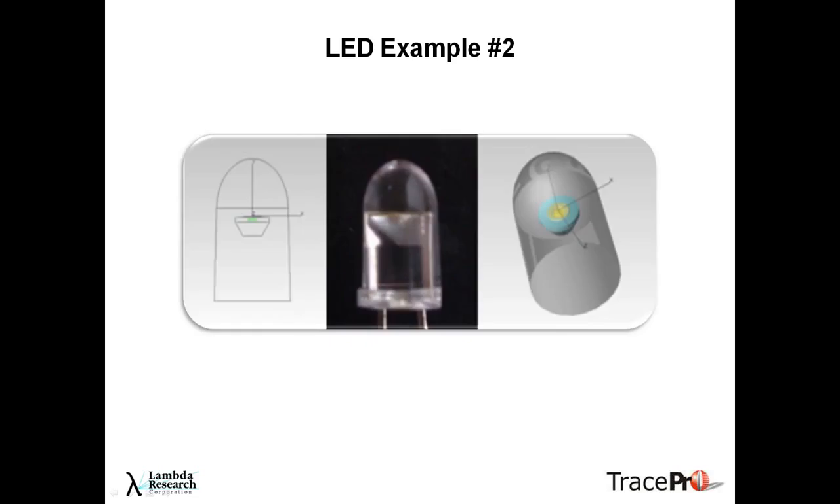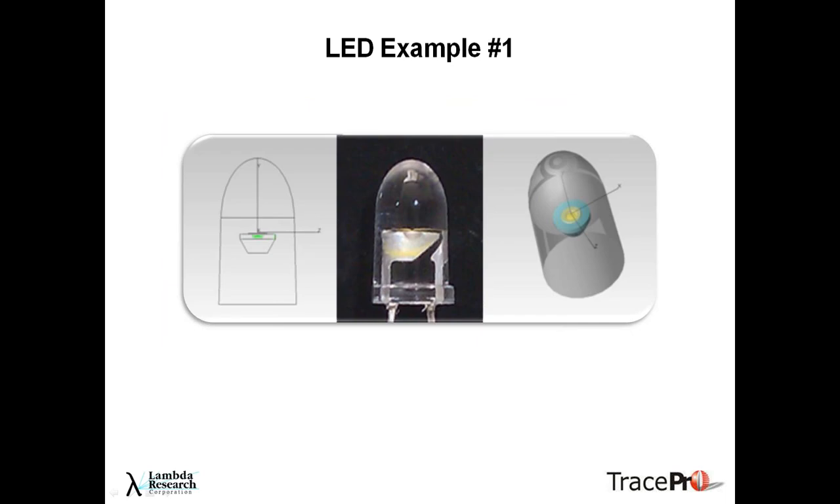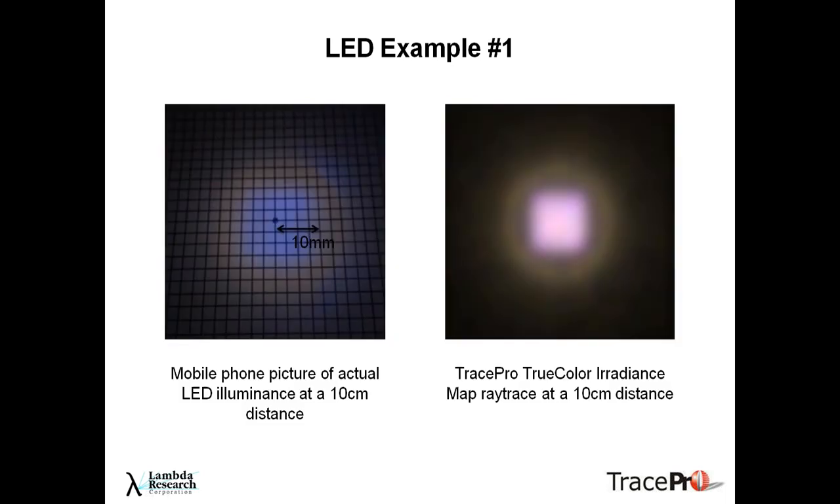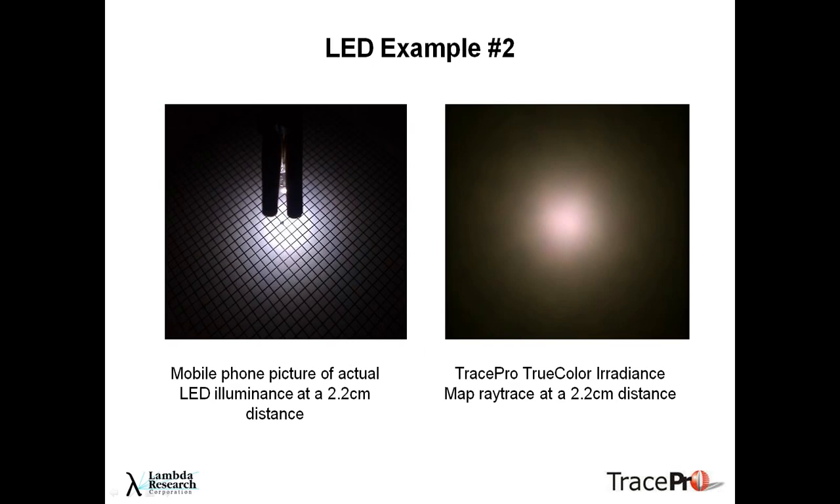Now a second LED, and this one varies a little bit from that first one. Basically, it's the shape of this dome. This one's a little rounder, squatter. The first one was a little more elongated and taller. So we'd expect to see some different results.